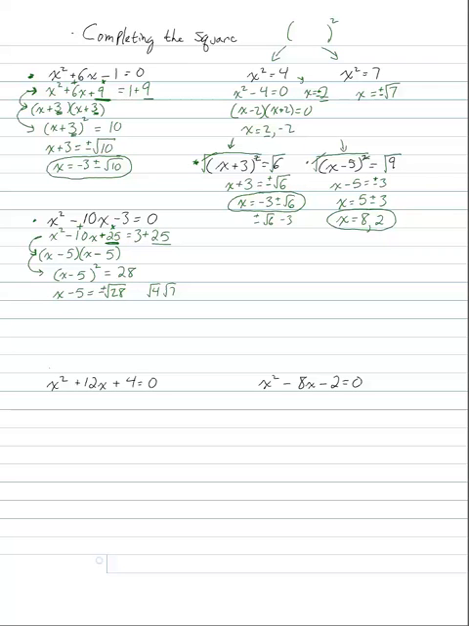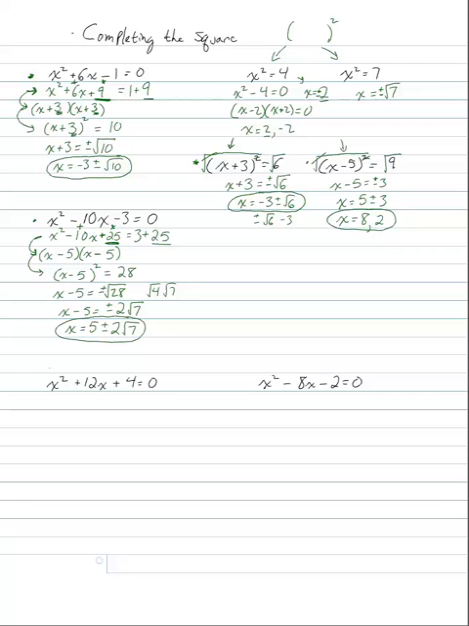So I actually have x minus 5 equals plus or minus square root of 4, which is 2, so 2 square root of 7. Continue solving. x equals 5 plus or minus 2 square root of 7. And that's it. I'm done. Okay, let's try 2 more.